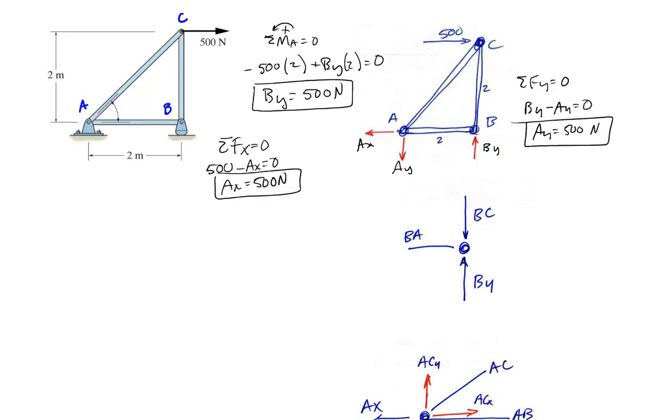Now, let's move to a joint. What we're going to do is isolate the joint. Draw a separate free body diagram of the joint. That's what I've done here for joint number B, or joint B. Now let's go ahead and solve this and see what we can find.